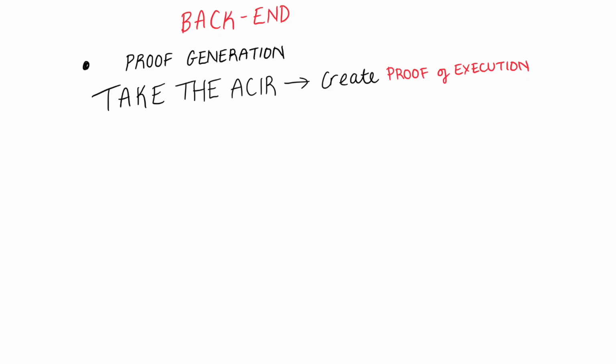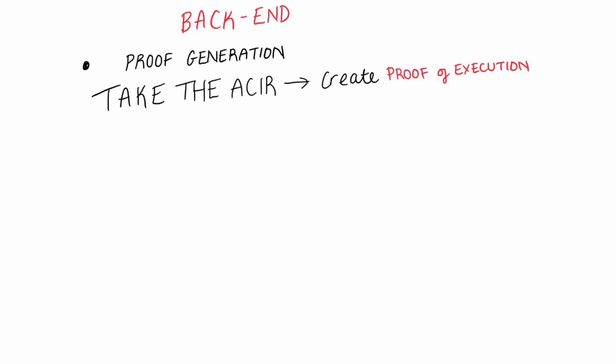From now on, we will be in the back end. Next, we need to generate the proof. The witness is then used to create a proof of execution. And of course, this is done without revealing any of that sensitive information. This allows the prover to demonstrate knowledge of the correct solution to the circuit without revealing those actual values.